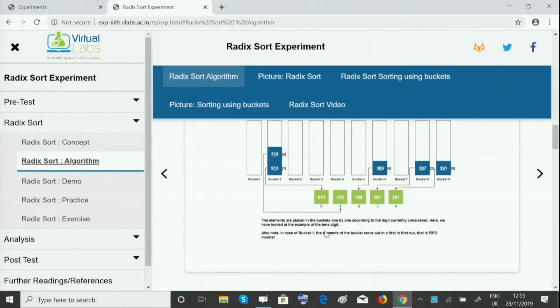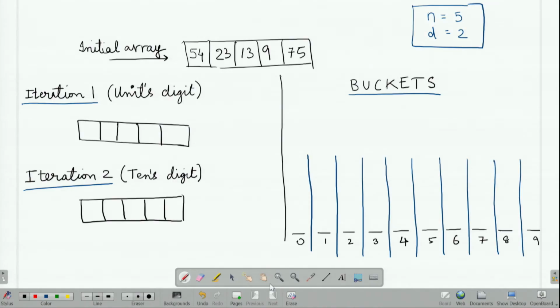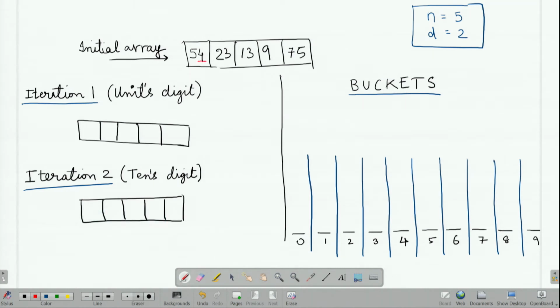We can demonstrate this using a simple example of 5 numbers. Now we have an example here where n is equal to 5 and d is equal to 2, where n is the number of elements in the array and d is the maximum number of digits in a particular number in the array. For the first iteration, we would be considering the least significant digit, that would be the ones place or the units digit. As you can see here, we will highlight first all the ones digits.